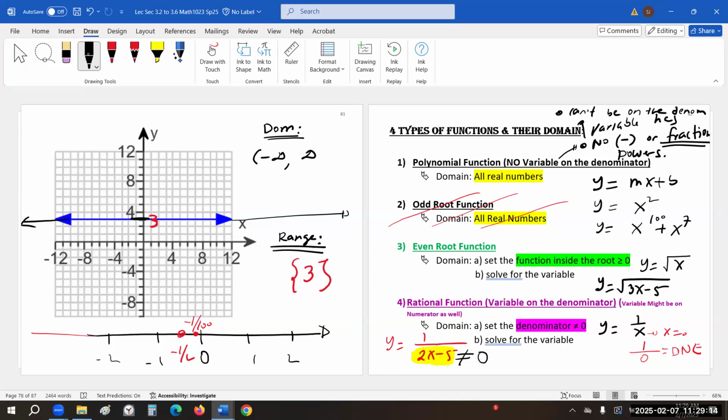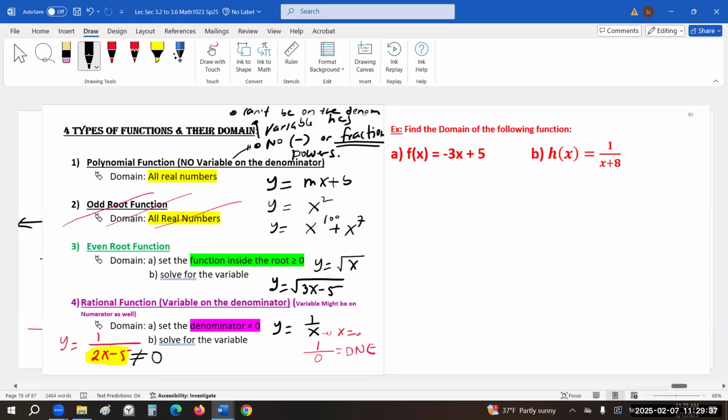Okay? So in this class, we are going to talk about only these 3 functions. Polynomial, which is no problem. Even root function, which is a problem in that the inside function must be 0 or positive. And then rational, where the problem is that the denominator cannot be 0, so we set the denominator not equal to 0 and solve for x. Now let's do an example for each.